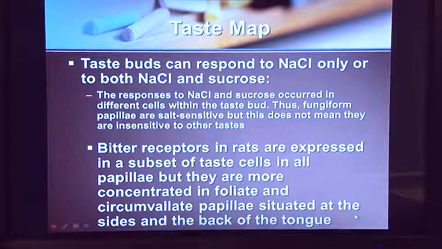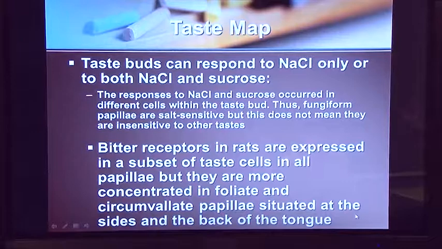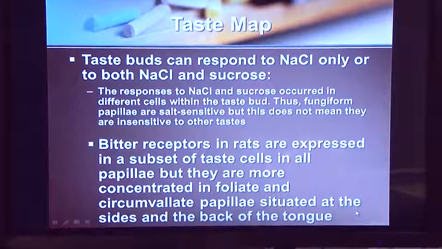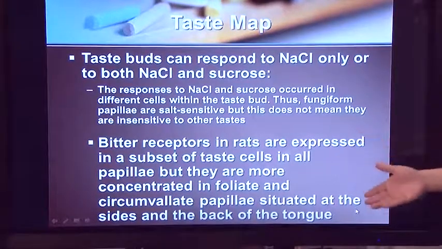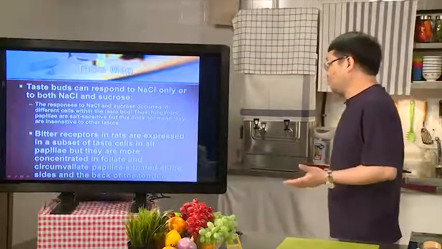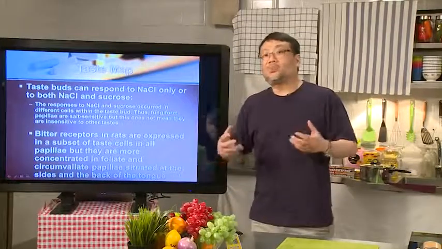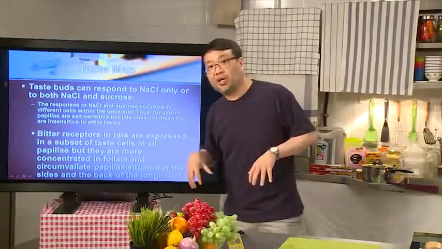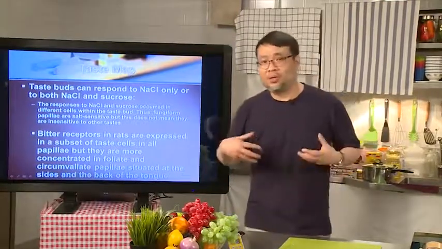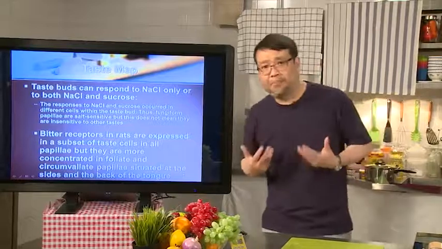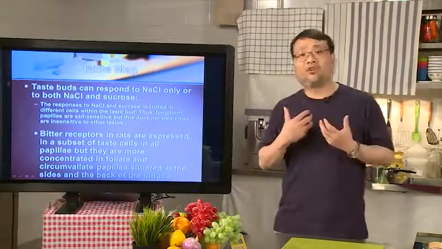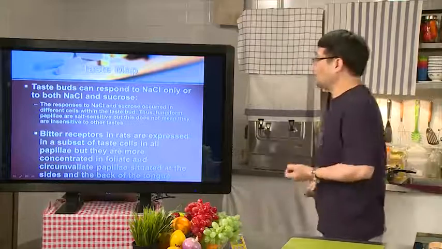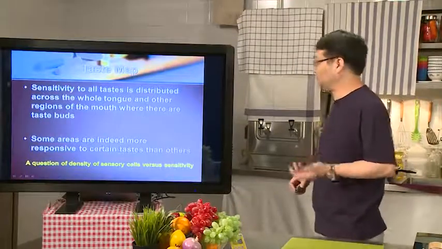So that would result in different kinds of sensitivity. A second part of it: the bitter receptors are expressed in a subset of the taste cells in all the papillae on the tongue. This was done in experiments in rats. However, what we find is that these receptors are more densely populated at the side and the back of the tongue. So usually people would say that when I sense bitterness, it is coming from the back of your tongue or the side of your tongue.